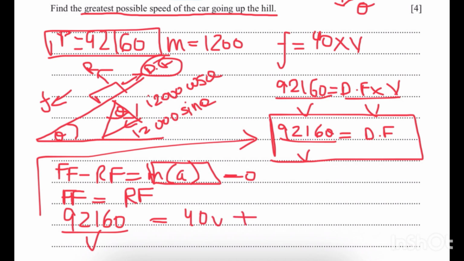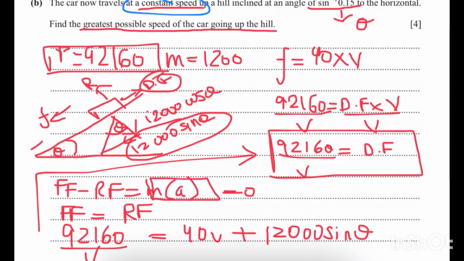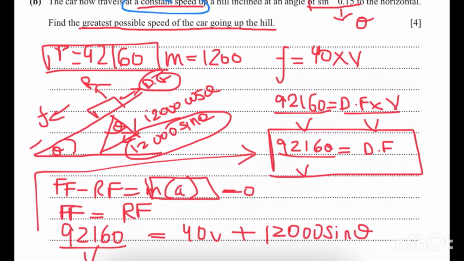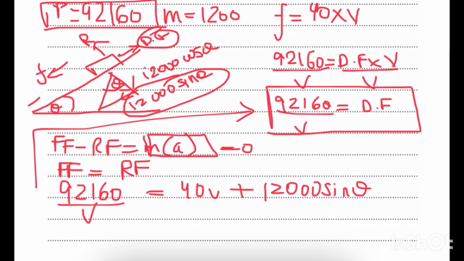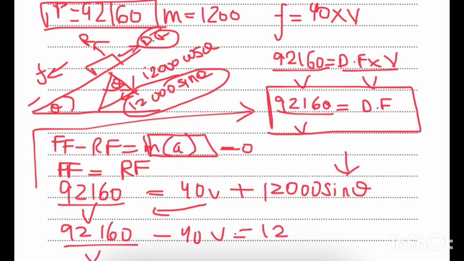as well as this 12,000 sin theta, which is pulling the car downwards along with the force of friction. That is 12,000 sin theta. Now we said that sin theta was equal to 0.15, so we can substitute that here. 92,160 divided by V, and we can take this 40V to the other side in order to put like terms together. Minus 40V is equal to 12,000 times 0.15.